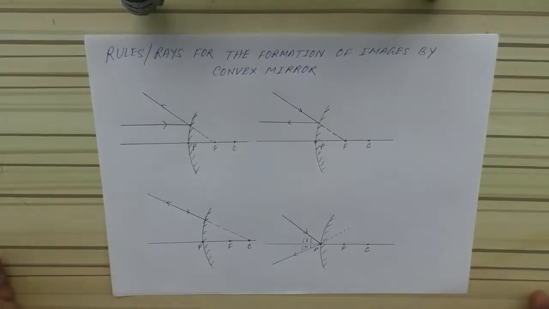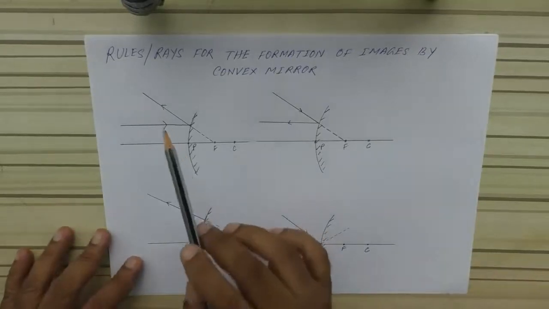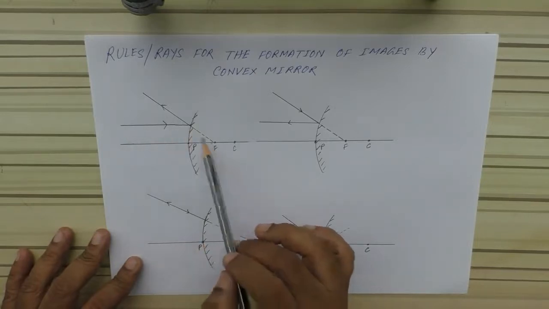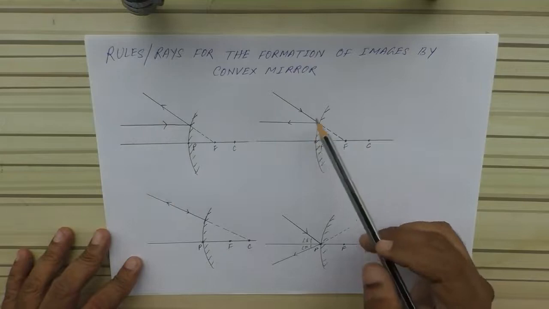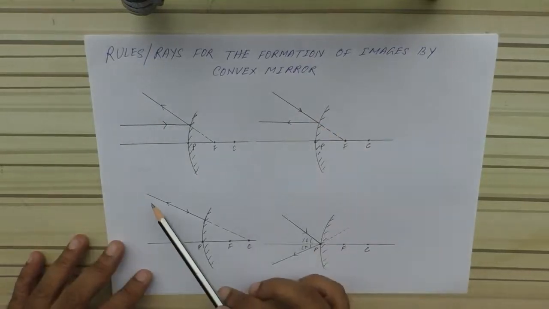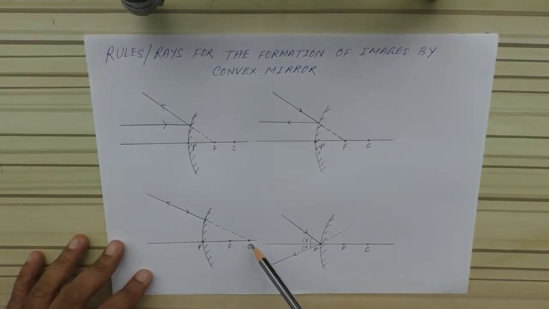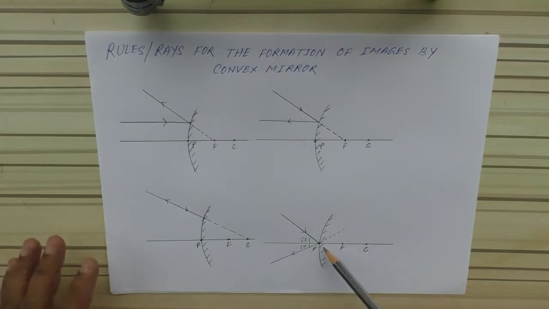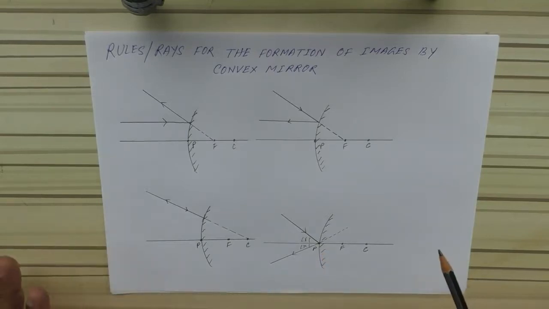So 4 important rules for convex mirror. First one, a ray of light incident parallel to the principal axis appears to diverge from focus. A ray of light which appears to converge at focus becomes parallel to the principal axis. A ray of light which appears to converge at center of curvature retraces its path. A ray of light which is incident at pole reflects symmetrically. So these are 4 important rules for drawing the ray diagrams related to the formation of images by convex mirror.